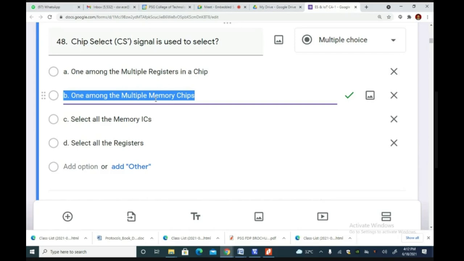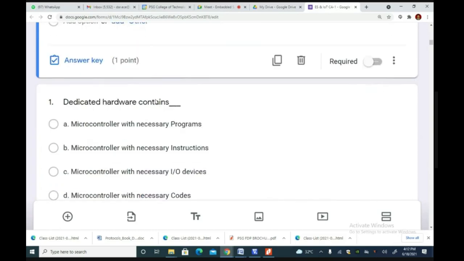So that chip will be selected and data will be transmitted through the data line, because there is only one data line which is multiplexed with all the ICs. With whichever IC a microprocessor is communicating, that IC alone is enabled by the chip select signal. So chip select signal is used to select one among the multiple memory chips. This is the right answer.